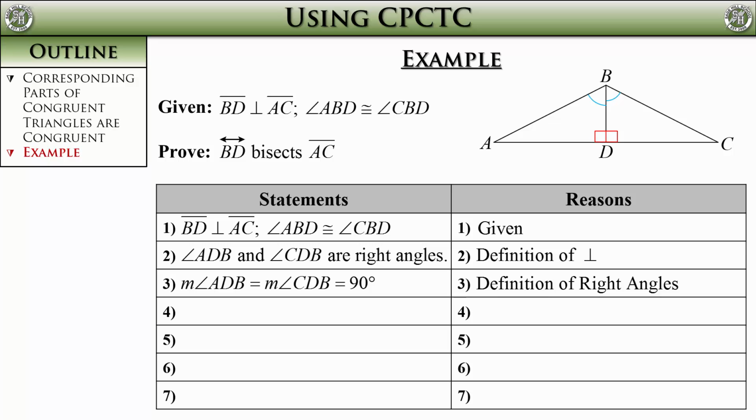Now that we have dealt with the given, let's see where we stand and how we will get to our goal. We eventually need to show that line BD bisects line segment AC. How do we show that? We need to show that these 2 segments are congruent. Let's work backwards from there. How will we get those segments congruent? Let's prove the triangles congruent, and then use CPCTC since those segments I highlighted are corresponding parts of those triangles.